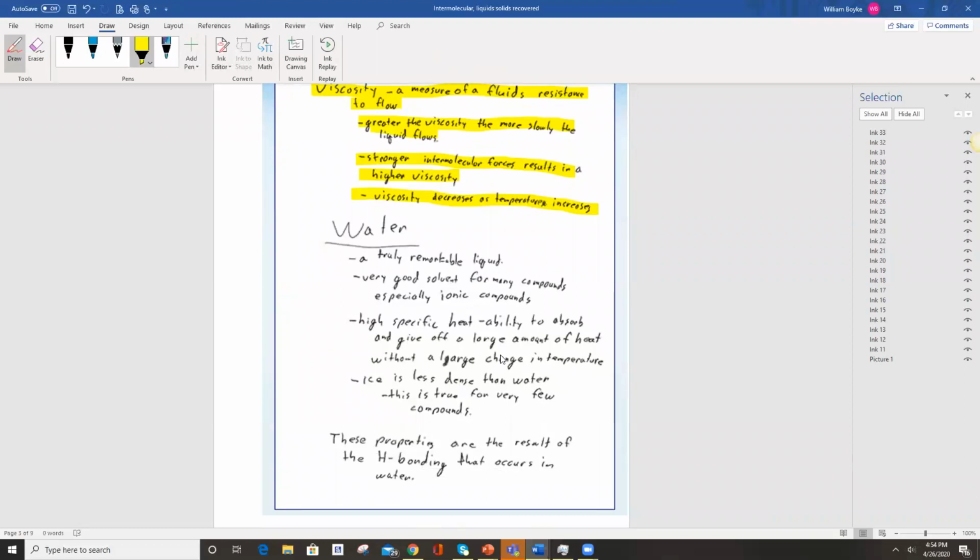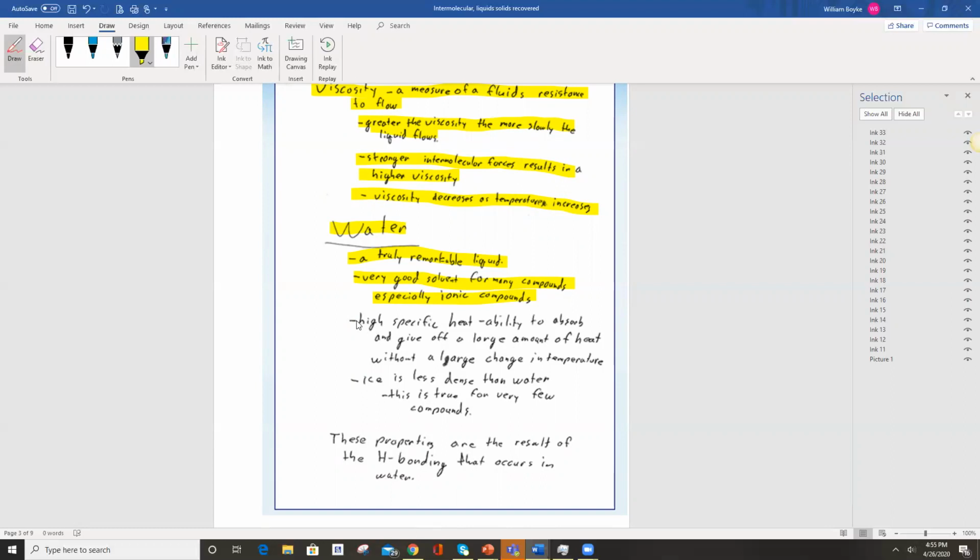While we're talking about liquids, we have to spend a little bit of time talking about water, our most important liquid. So water is a truly remarkable liquid. It's very, very different than a lot of other substances that are liquids or things that you would think might be similar to water. Water is a very good solvent for many compounds, especially ionic compounds. We really make use of that when you think about all the different ions that can dissolve in water, many of which are necessary for life.